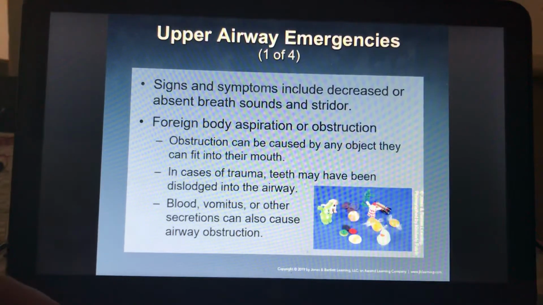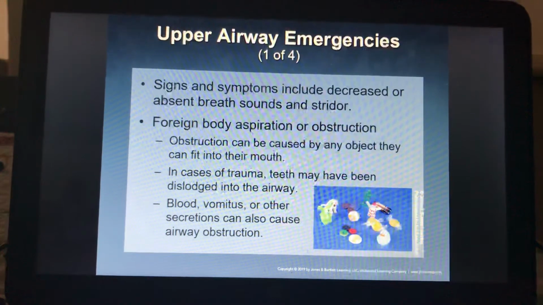Foreign body obstruction. Remember, kids put everything in their mouth, especially the younger they are. So they can put things in their mouth, and they can choke on it. They can bite off more than they can chew. Candy's a huge culprit, and gum. It's a huge culprit of being a foreign body airway obstruction.